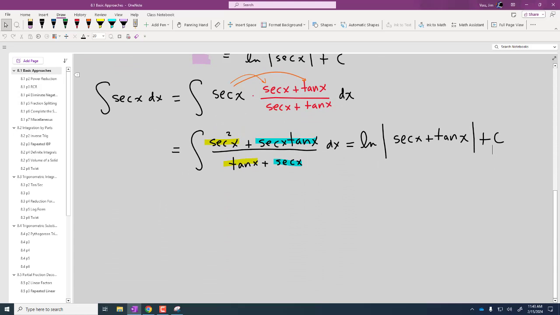Thank you. Basic approaches. Yeah, so if we integrate secant, we multiply top and bottom by sec plus tan, and it turns into natural log of sec plus tan. Which you will see enough in the homework that you'll probably get to the point where you just start writing that down automatically.